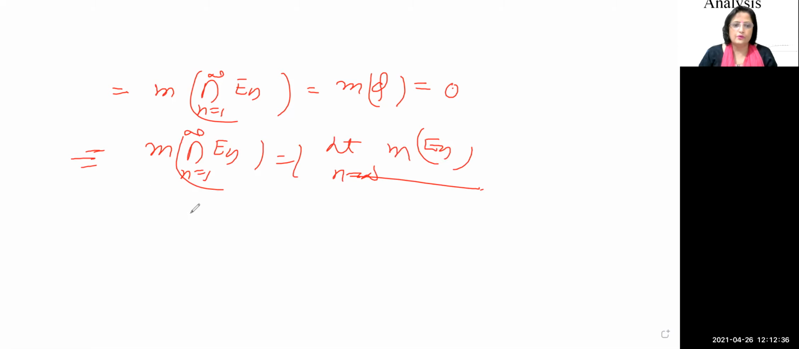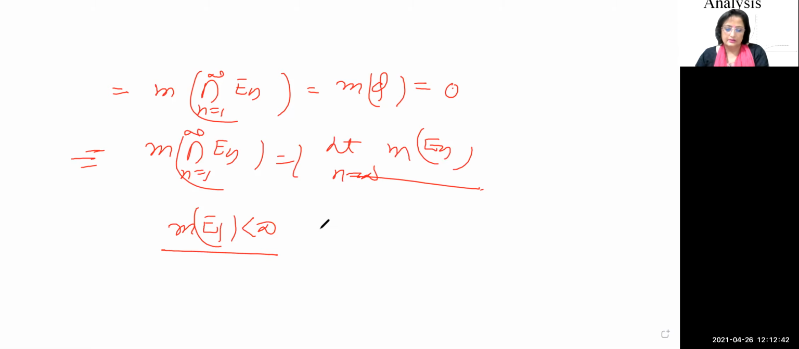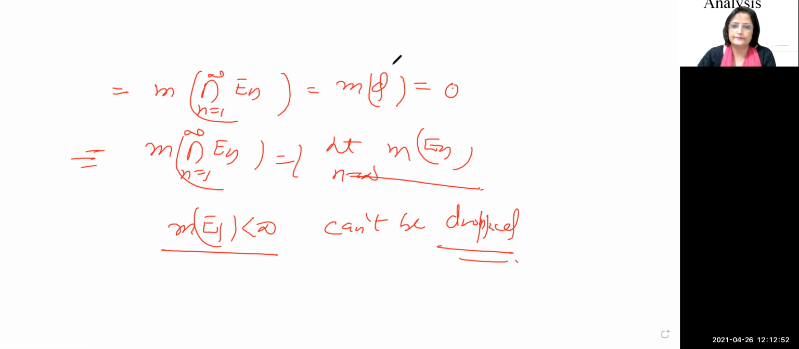So therefore measure of E1 is less than infinity. This condition cannot be dropped in this theorem. Otherwise, the theorem will not be proved. So I'm coming to the next theorem. So this was theorem related to the sequential measurability.